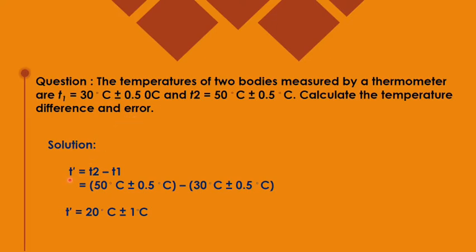When I am doing the subtraction, it means A minus B is to be taken. It means 50 minus 30, which is equal to 20 degrees Celsius. But the absolute errors are 0.5 degrees Celsius and 0.5 degrees Celsius. They are always to be added. So the result is to be written as plus minus 1 degree Celsius. This is the error measurement in the temperature by taking the subtraction of the two.